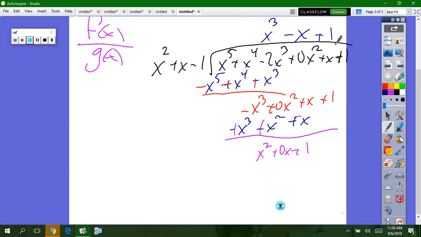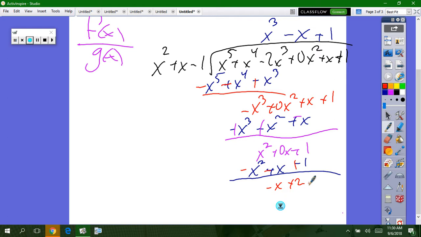When I do so, 1 times x squared becomes x squared. 1 times x becomes x. 1 times negative 1 becomes negative 1, but I'm going to go ahead and subtract. Right? Gone. Negative x plus 2. Our remainder. Why is it our remainder there?